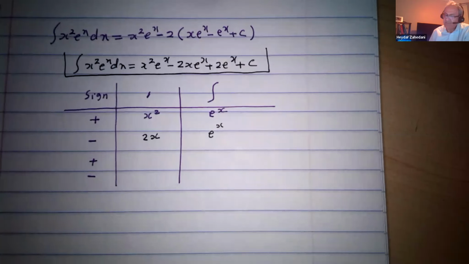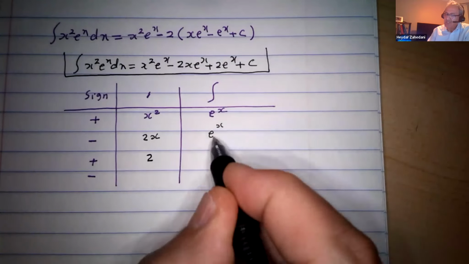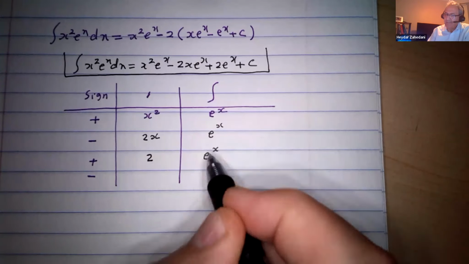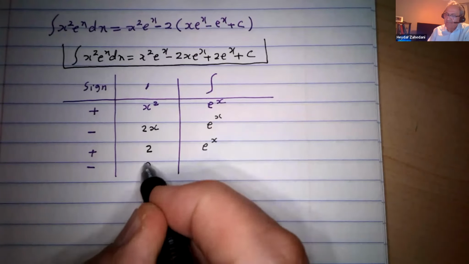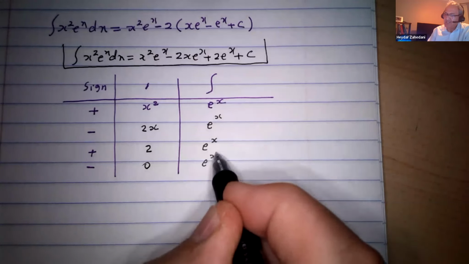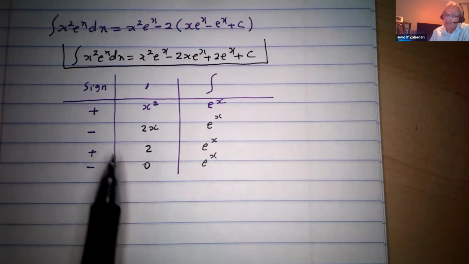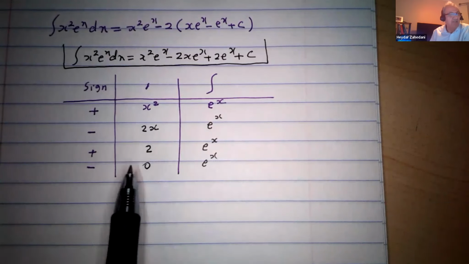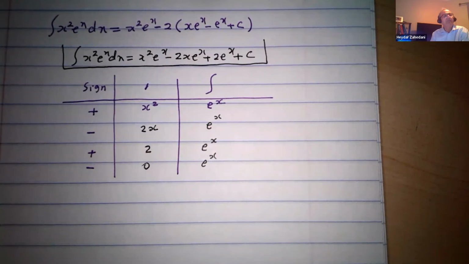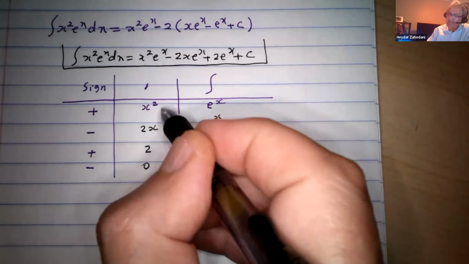You continue. You differentiate this one, the derivative of 2x is 2. You integrate this one, that gives you e to the x again. You continue, the derivative of a 2 is 0, and the integral of e to the x is just e to the x. When you get the 0, you stop. This is a stop because we're just using a power of x. Even if it's x to the 5th, eventually that would end up with a 0. This method can be used only if you terminate with 0. Then this is the way we collect the result. We multiply these numbers and that gives us the terms of the integration.